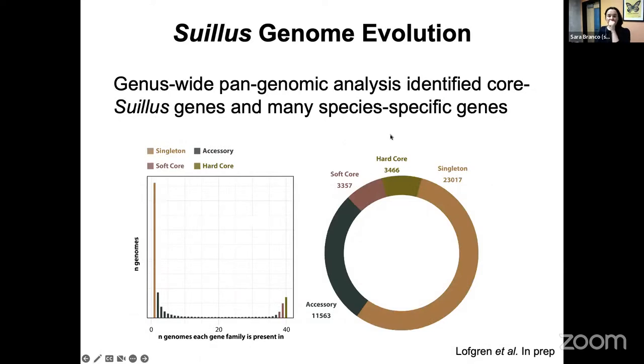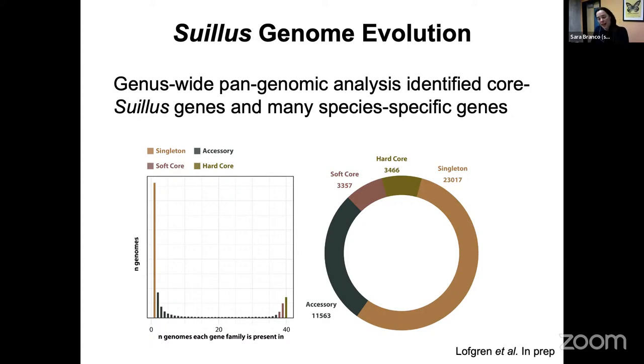They also have a lot of core genes, so genes that are shared across the whole genus, but they have a gazillion singletons, meaning that there are many species-specific genes, and we wonder why. Why would there be such a big proportion of genes that are specific to one species? And so this is ongoing work, and I hope Lotus has a manuscript out at some point this year, so we'll know a little bit more about this.